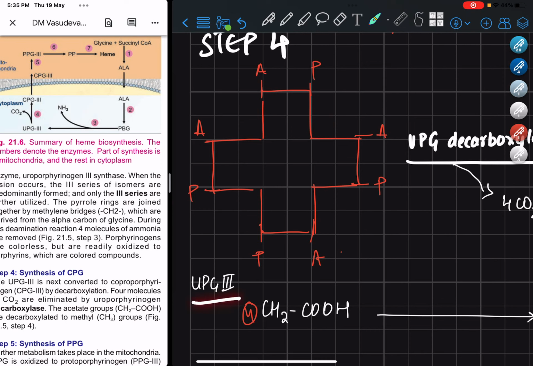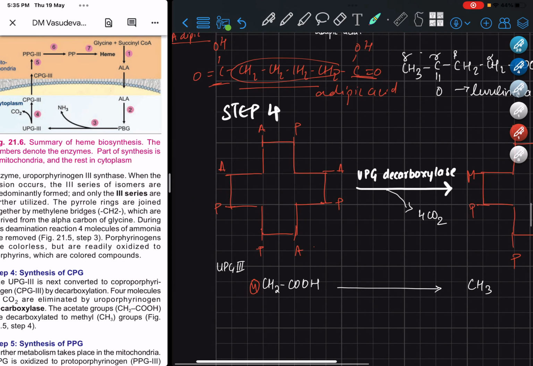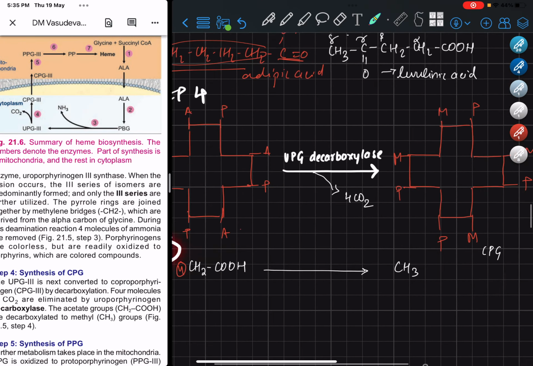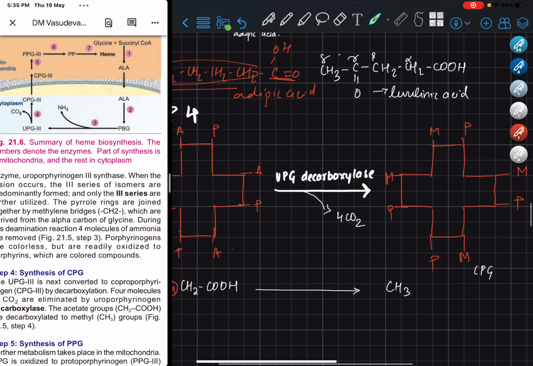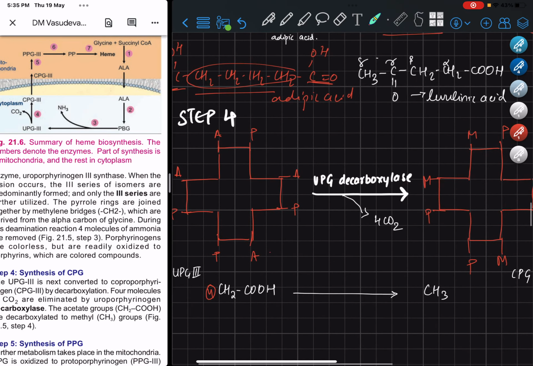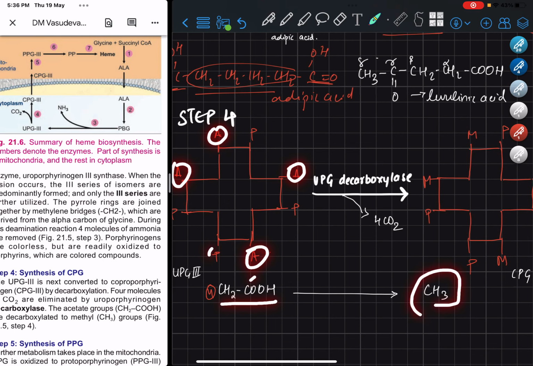So this is UPG3. It has acetyl, propionyl, acetyl, propionyl, acetyl, propionyl, propionyl, acetyl. The next step, which is conversion of UPG3 to CpG, is a decarboxylation step, which happens in the presence of UPG decarboxylase. 4 CO2 are given out. Where are these CO2 coming from? The 4 acetyl groups. Each acetyl group gives up a carbon to make it methyl.